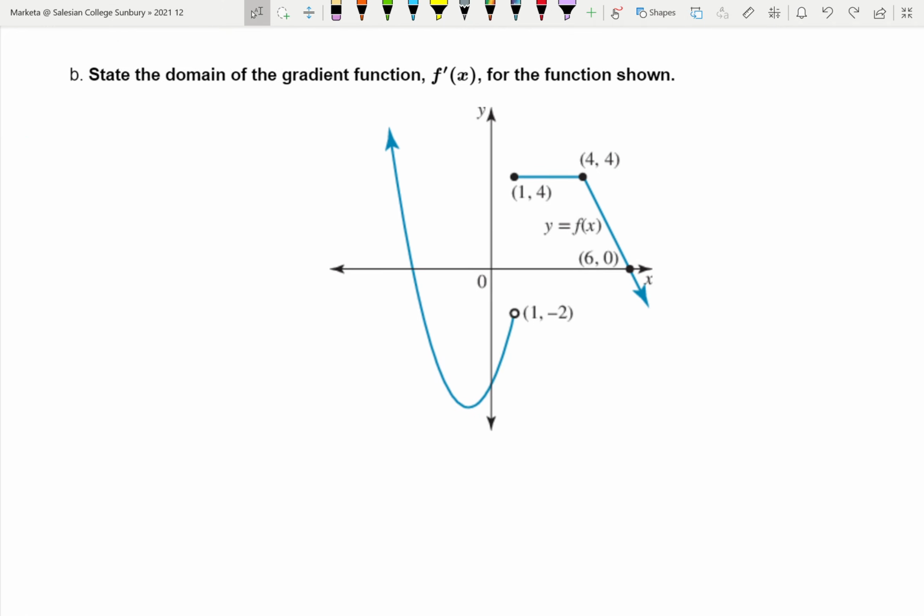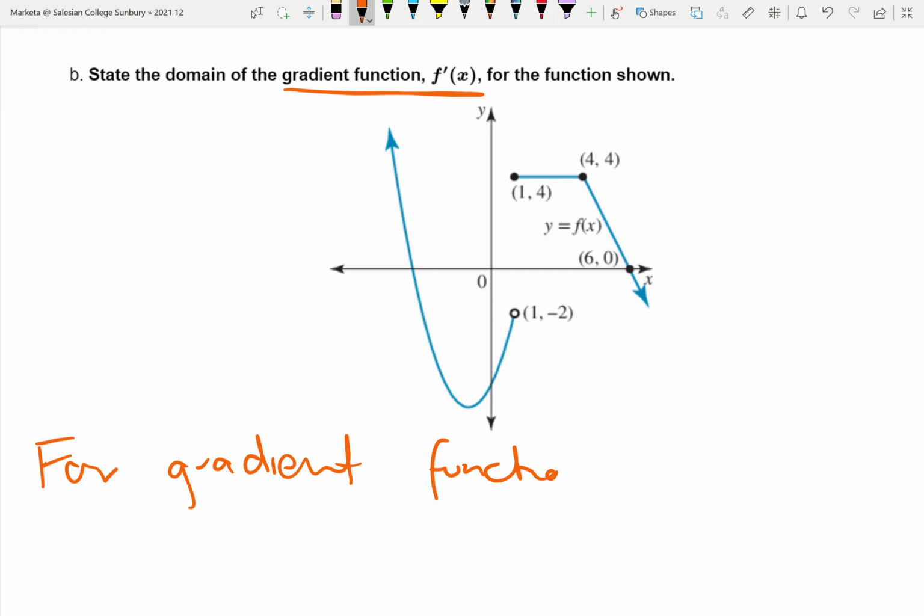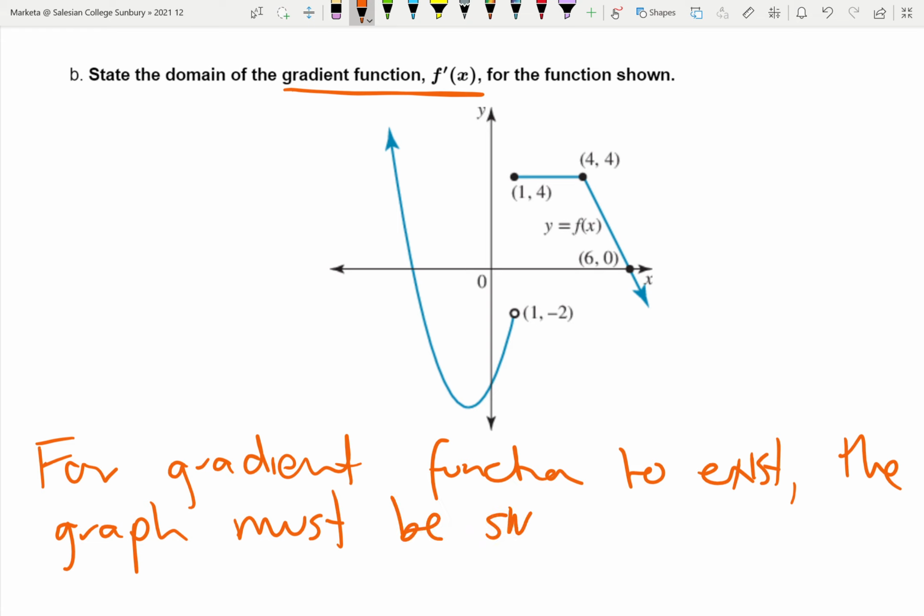State the domain of the gradient function f dash of x for the function shown. Okay, for the gradient function. So this is the rule for a gradient. For a gradient function to exist, the graph must be smooth and continuous.